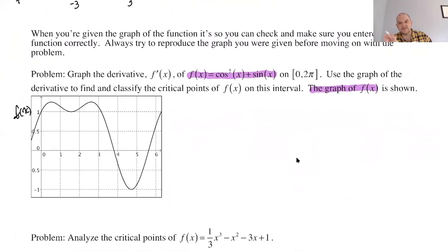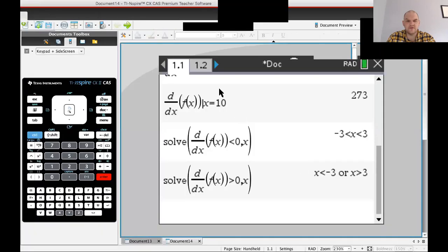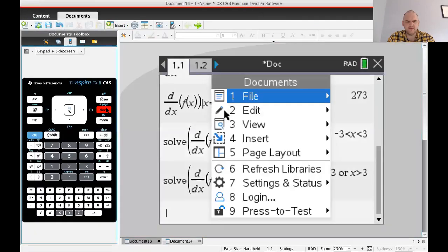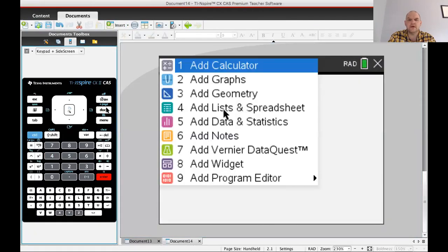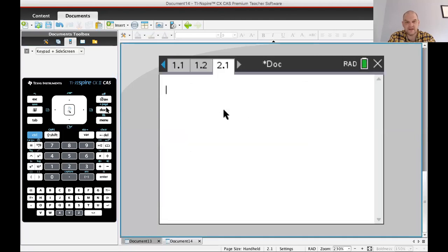All right, so why would you be given the graph of f? One of the reasons is this is a really annoying problem to enter on your calculator, and the person who wrote the problem is making sure that you can tell if you entered it correctly. So that's what I'm going to do. I'm going to switch over to the calculator, because that's what we're supposed to do. New problem, definitely, doc41. And I'll add the calculator page.